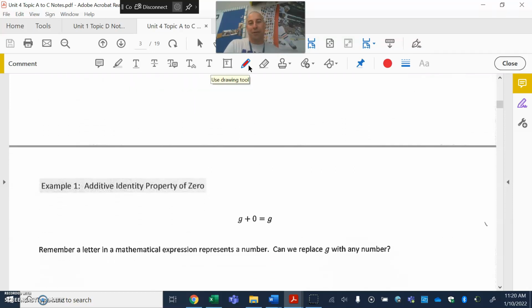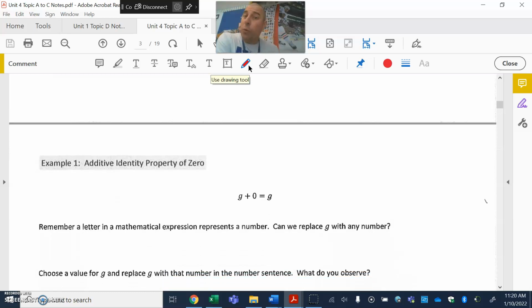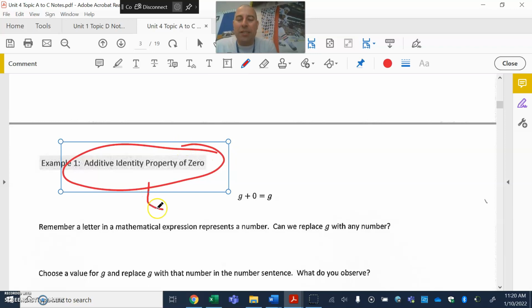Here we go. Ready, people? Some earth-shattering news. Did you know that when you add 0 on to something, nothing changes? Nothing changes. So we just give it a name. This is the thing about this first one here. We give things names when something is always true. So if you add 0 to something, it doesn't change.